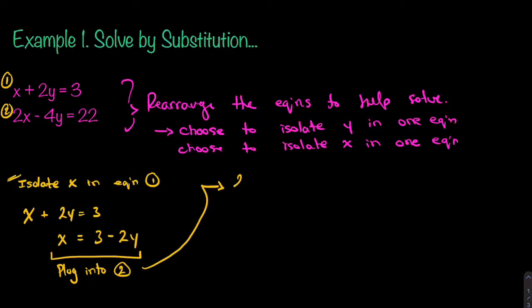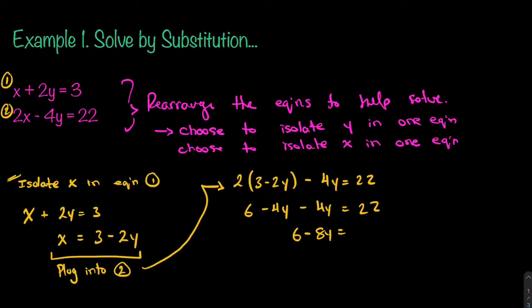So let's do that over here. And if we do that, we get 2x minus, oops, sorry, I'm already breaking my rules here. What did we say that x was? We said that x was 3 minus 2y, right? So we're doing 2 times 3 minus 2y, minus 4y equals 22. And we can solve this. So let's distribute this 2. So we get 6 minus 4y, and minus 4y, so we're at 6 minus 8y equals 22.